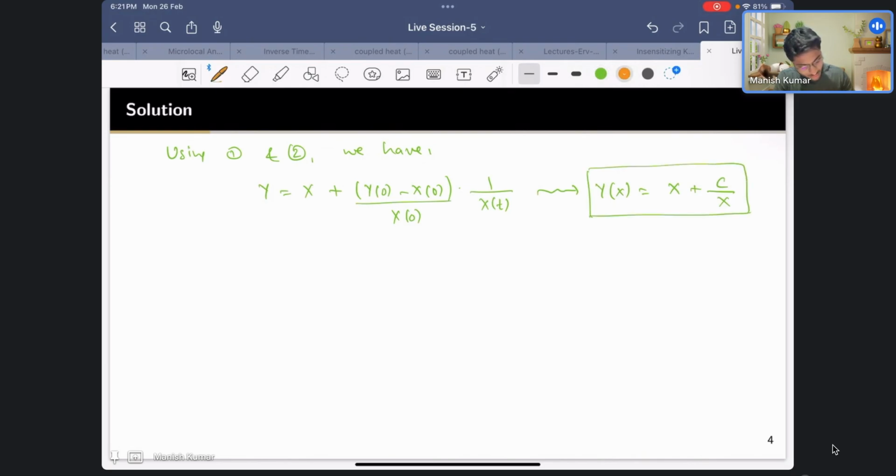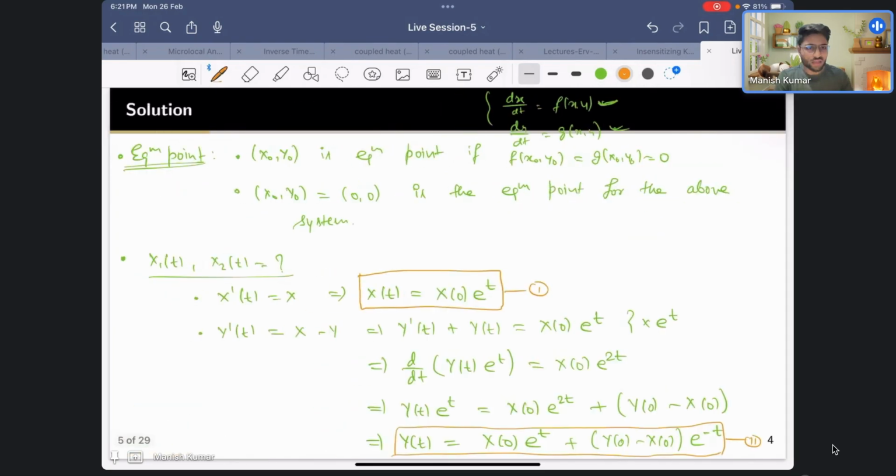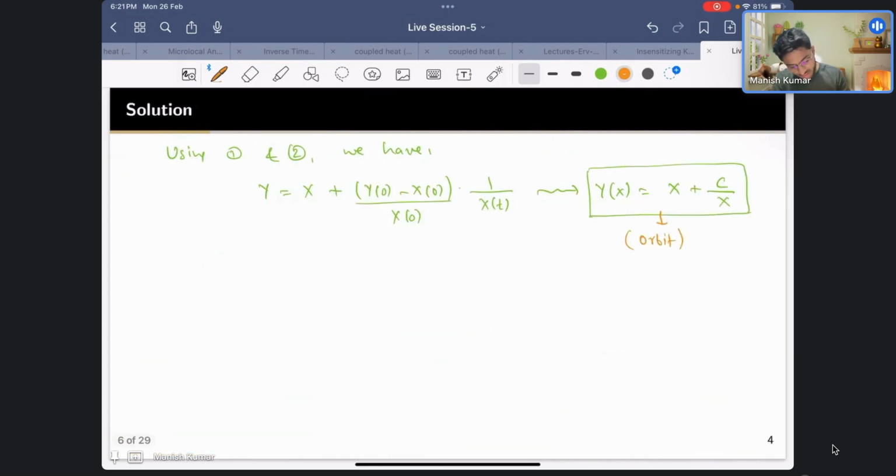So this is called the orbit. We have removed the t axis. Graphically, when you plot t, x and y as a function of t, you just project it on the x-y plane. That is this orbit.